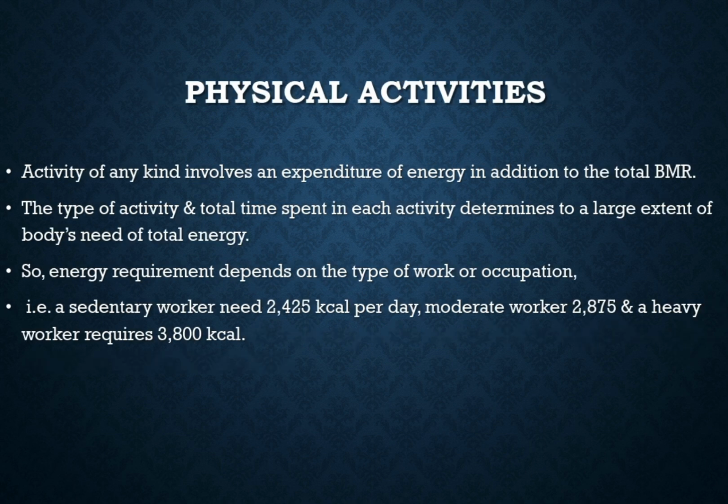Then the physical activities. Activity of any kind involves an expenditure of energy in addition to the total BMR. The type of activity and total time spent in each activity determine to a large extent the body's need of total energy. So, energy requirement depends on the type of work or occupation. That is, a sedentary worker needs 2425 kilocalorie per day, a moderate worker 2875, and a heavy worker requires 3800 kilocalorie.